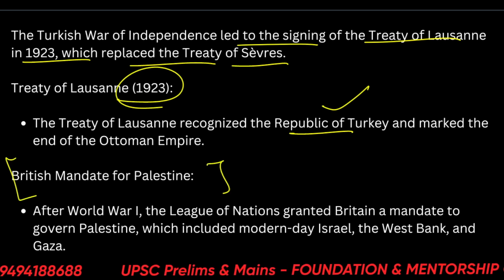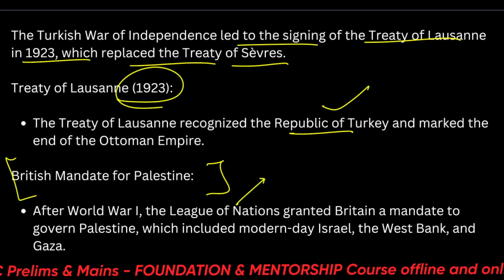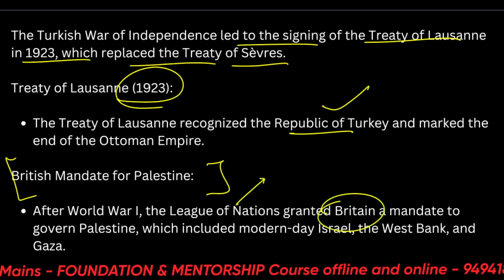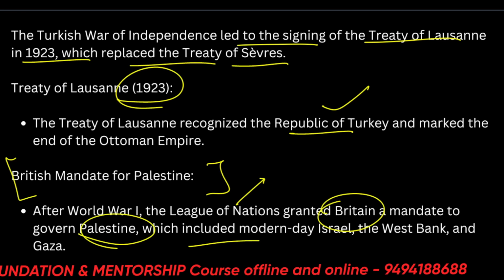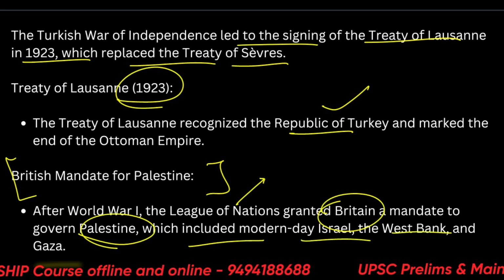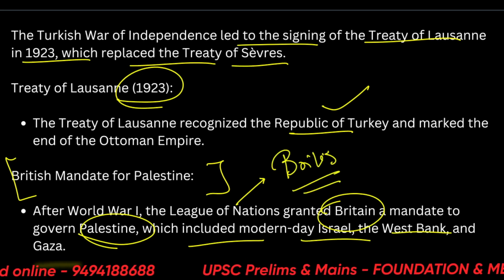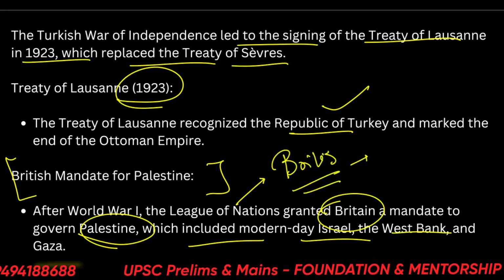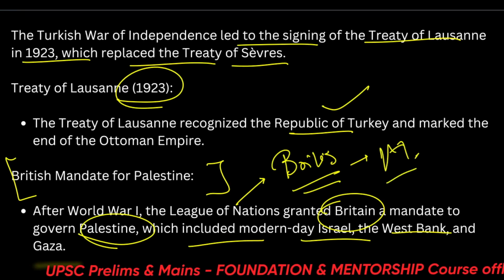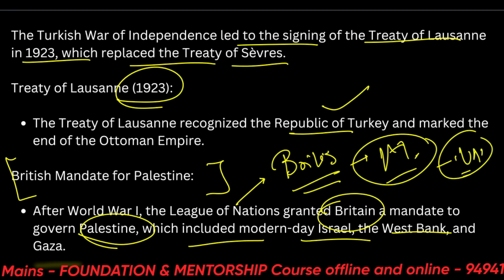Further on, the British mandate for Palestine. So after World War I, the League of Nations was established, and it granted Britain a mandate to govern Palestine, which included modern-day Israel, the West Bank, and Gaza. So in the next lecture, we'll see what happened when the British got the responsibility, how they washed their hands off the mandate, and how the UN governed this matter, what led to the current circumstances.